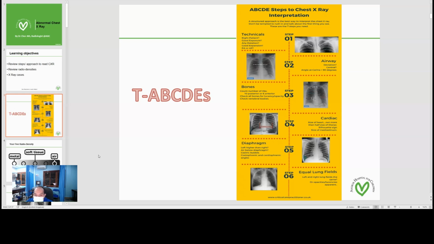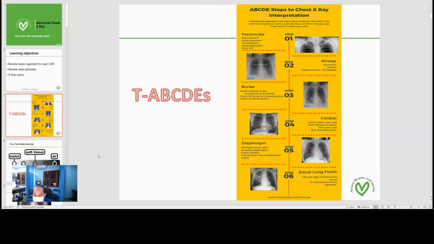And the third step is we have to look for B, which is bone. First of all, we count the ribs, anterior is 6 and posterior is 10, and check our bone for lucency and opacity, check vertebral body. And number 4 is step for cardiac assessment. We have to assess heart size, cardiac silhouette size, and the size of mediastinum.